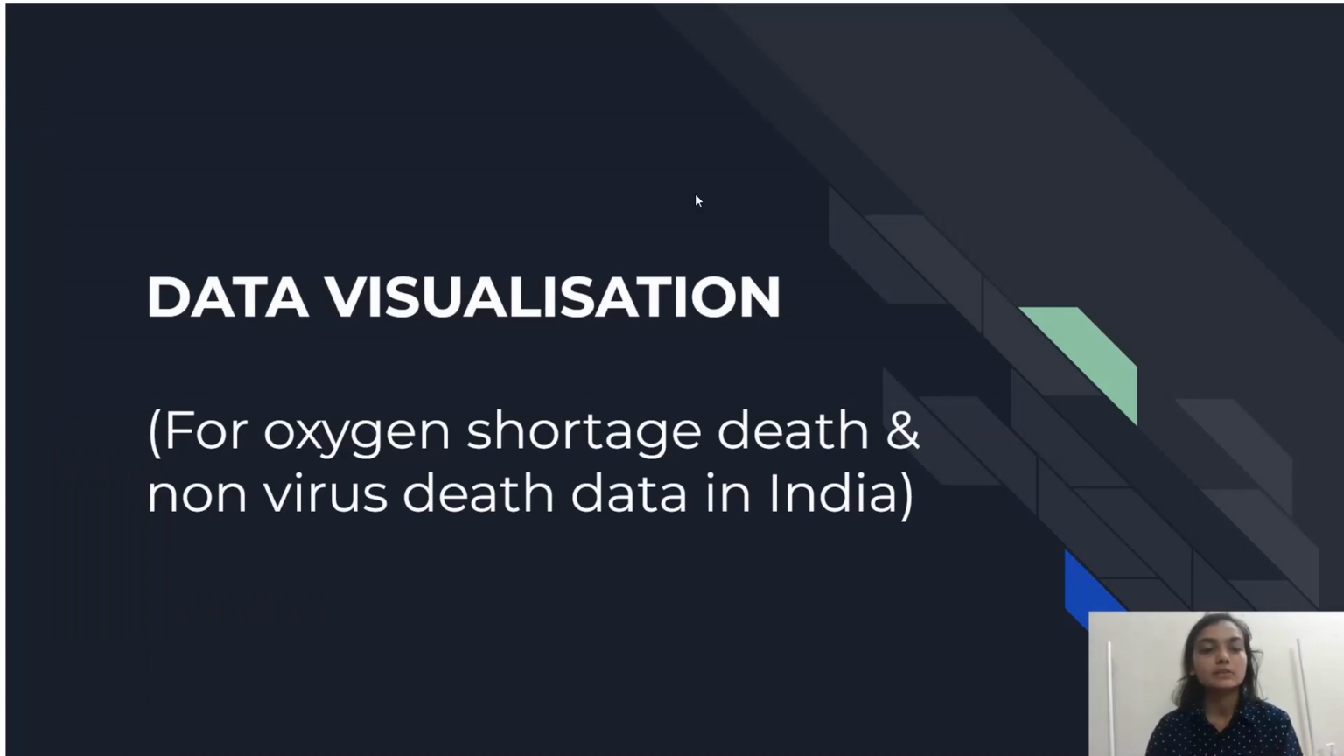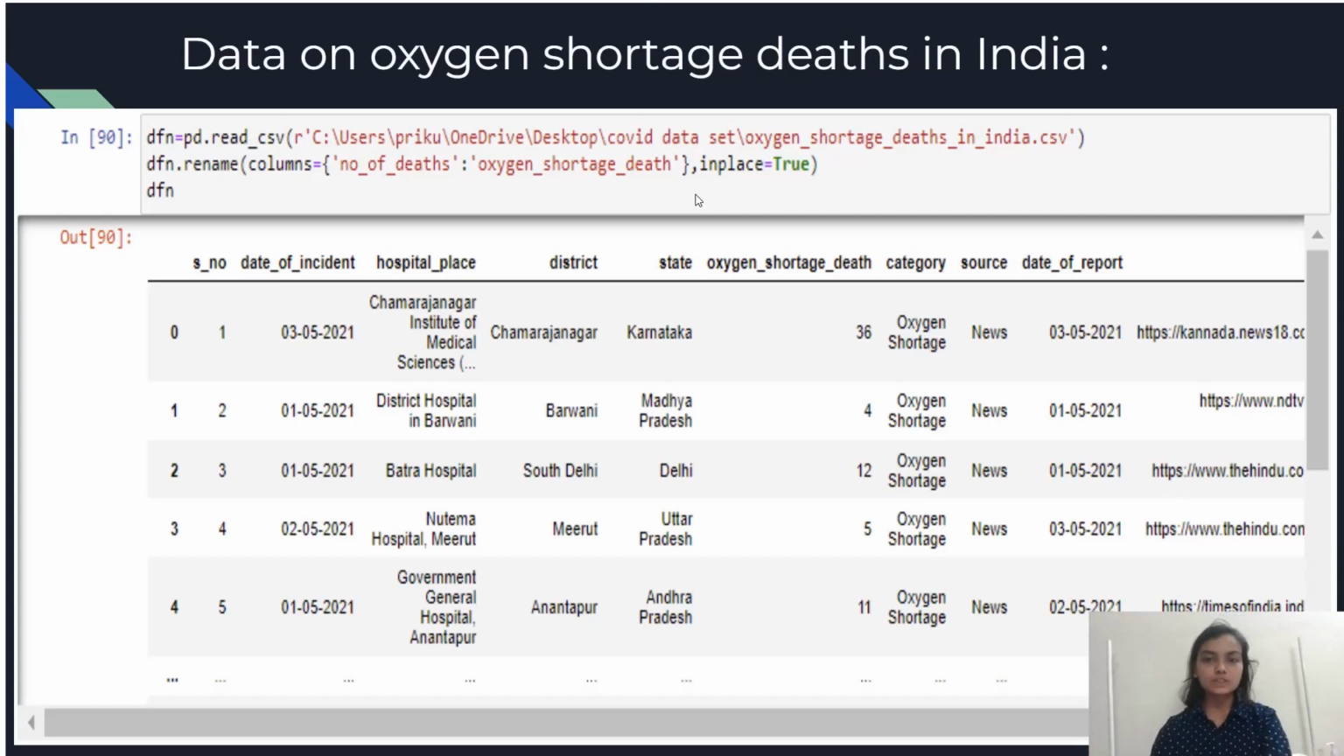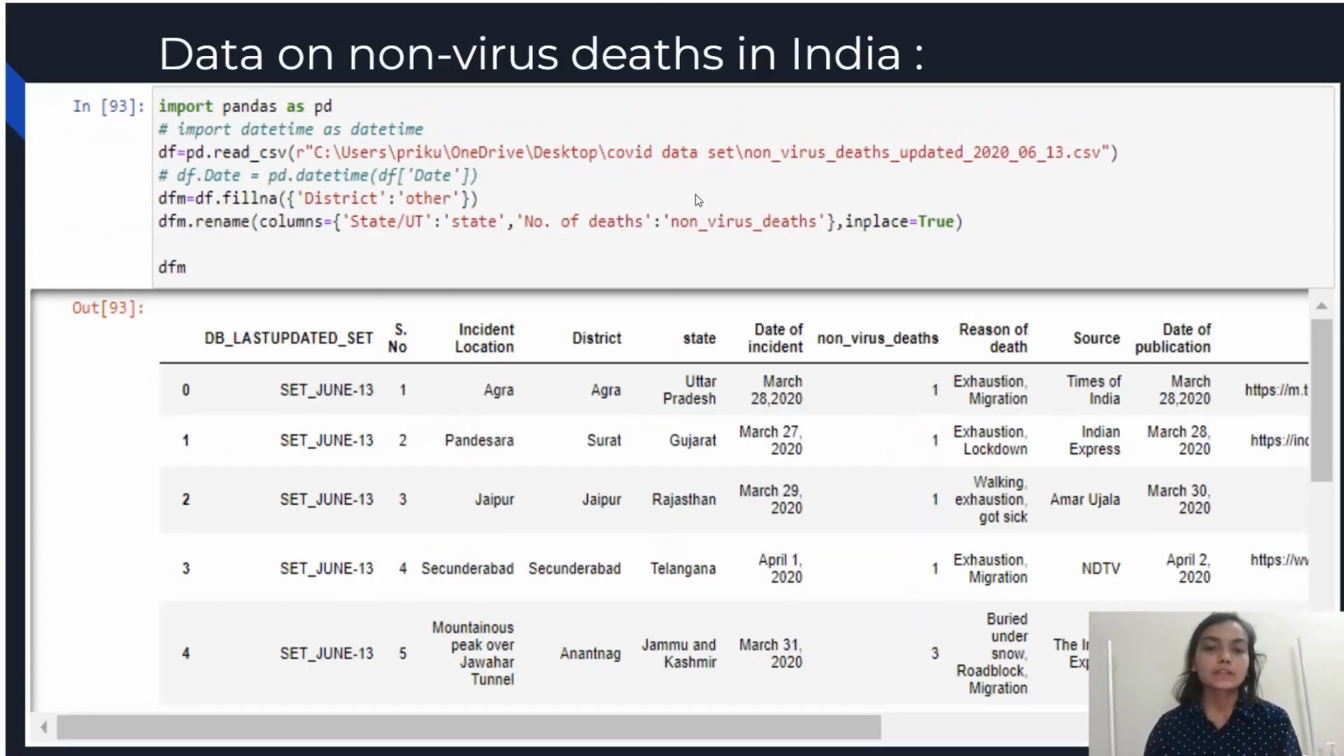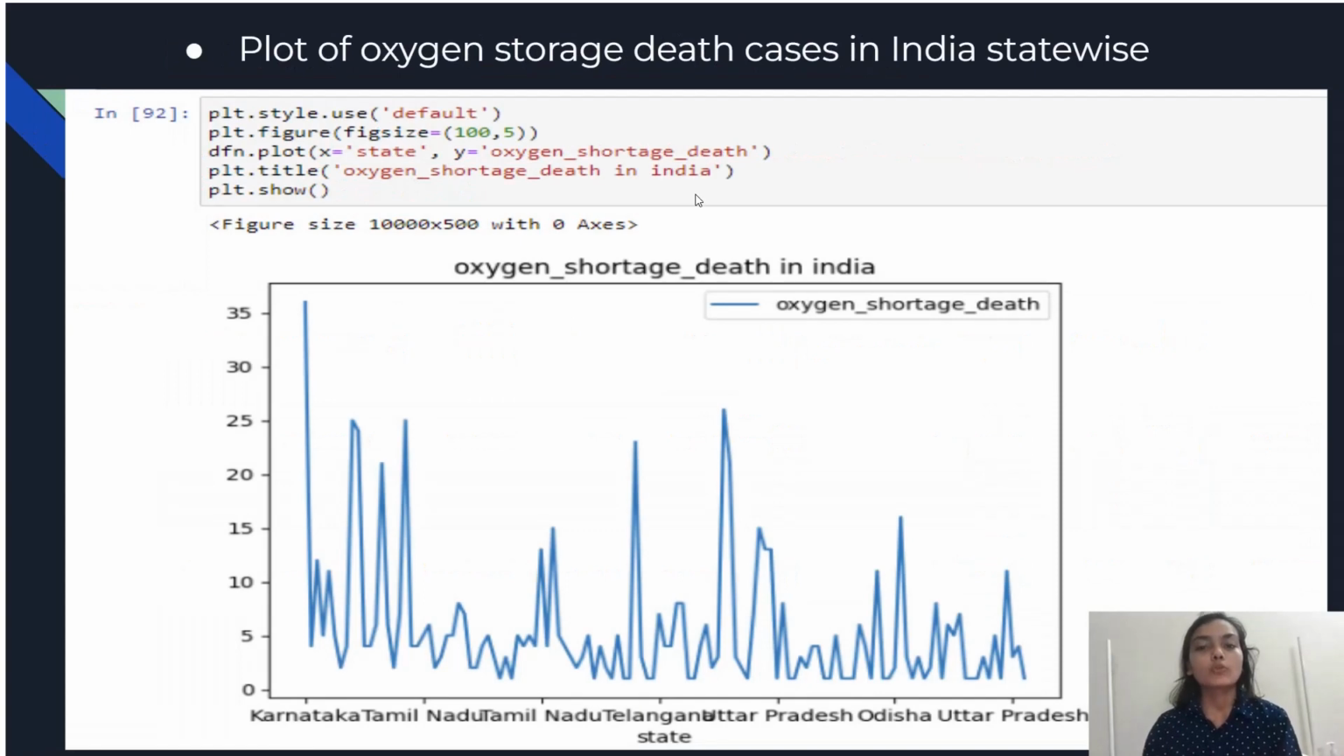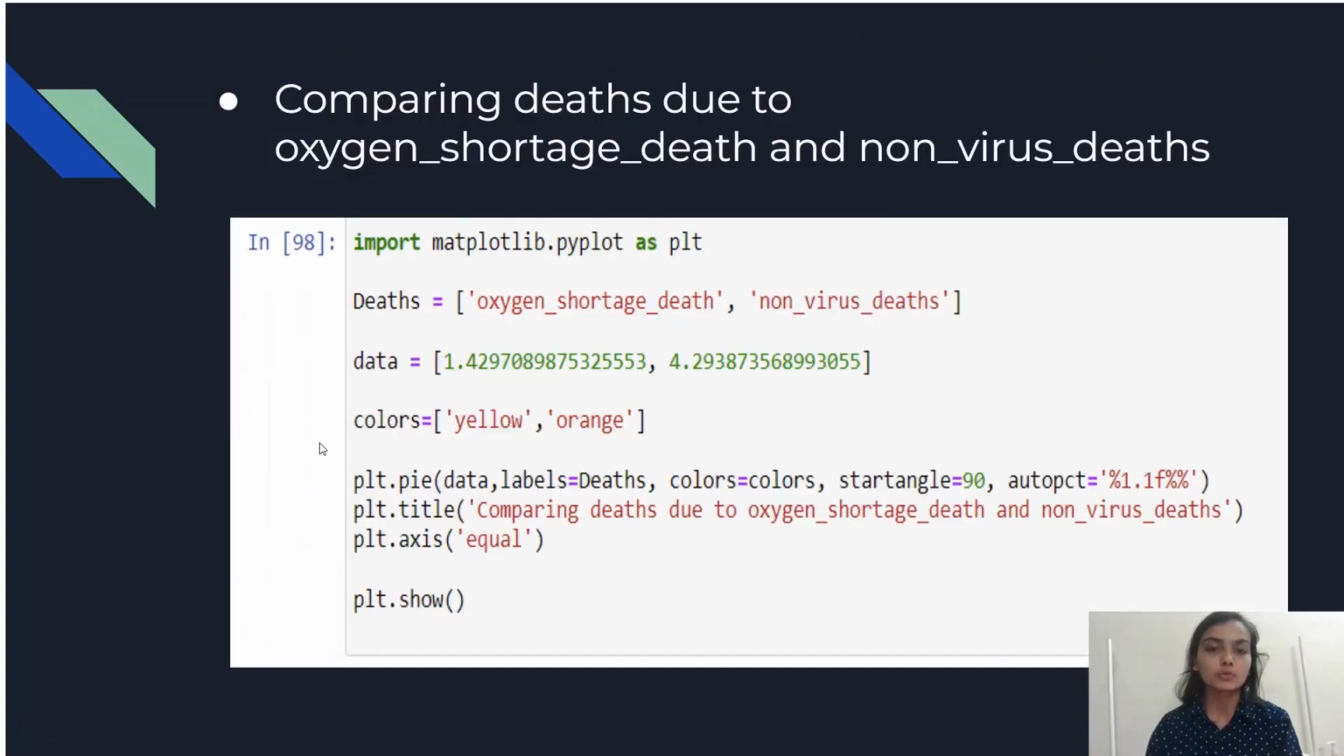Now data visualization for oxygen shortage death and non-virus death in India. This is the data set of state-wise oxygen shortage death in India. This is the data set of state-wise non-virus death in India. This is the plot of oxygen shortage death versus state in India. Here we can clearly see that Karnataka is the state where the maximum number of oxygen shortage deaths were found.